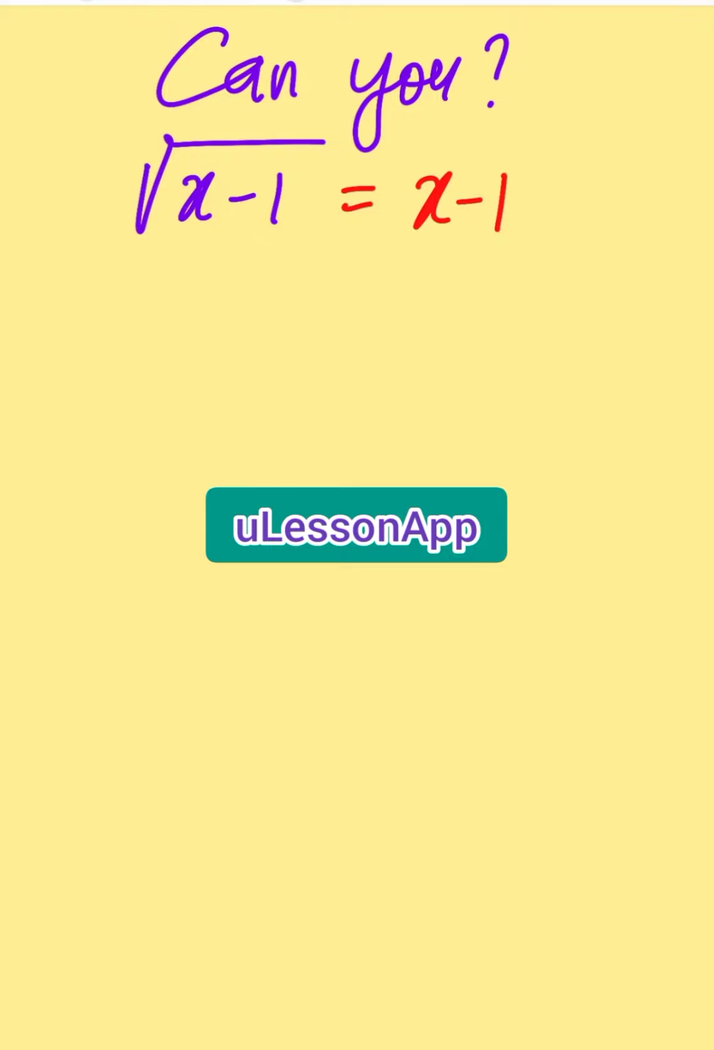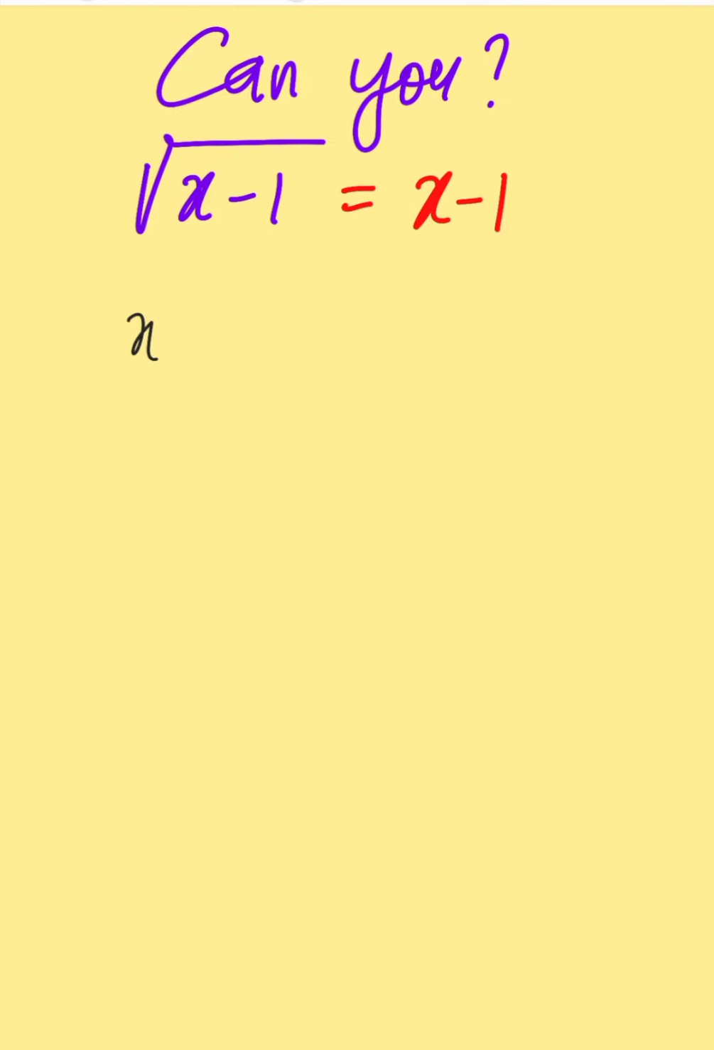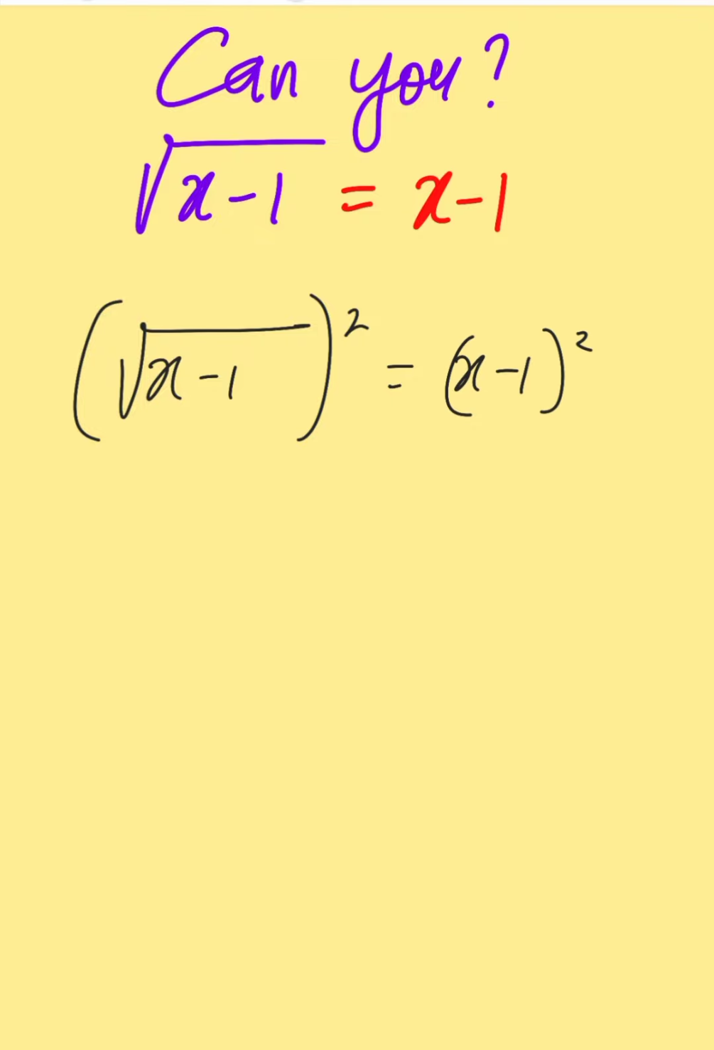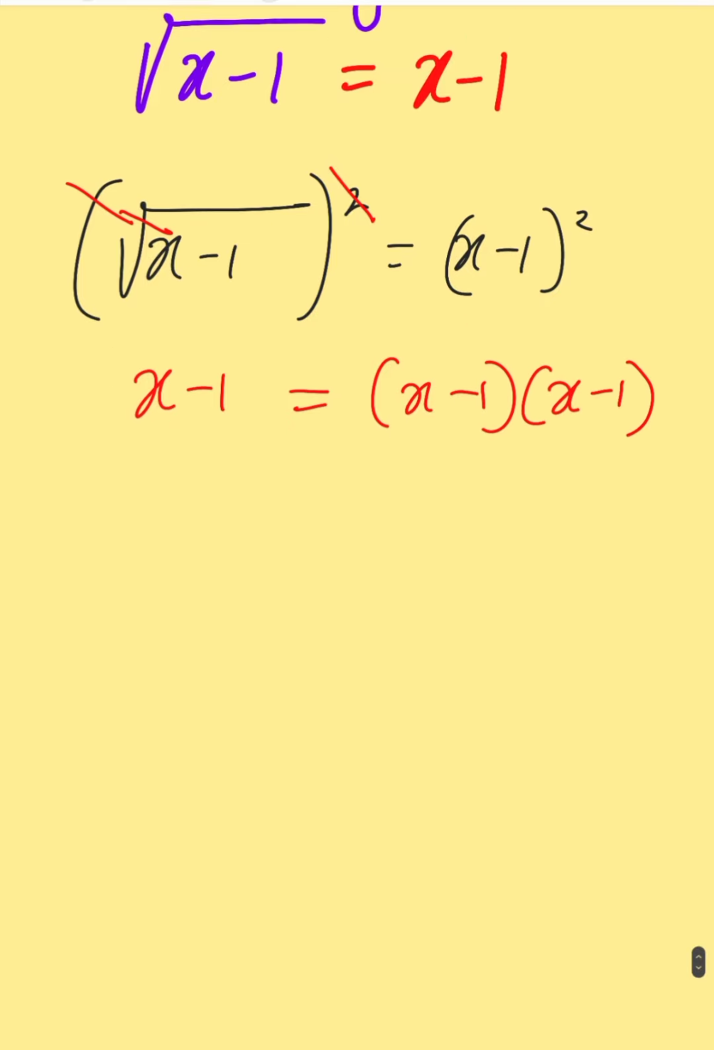So we have the square root of x minus 1 is equal to x minus 1. To solve this, you can decide to square both sides of the equation. Alright, so you have to square both sides by writing the square root of x minus 1, all squared, is equal to x minus 1, all squared. So you can decide to cancel the square root with the square so that you have just x minus 1 equals x minus 1 times x minus 1, because of the squares.